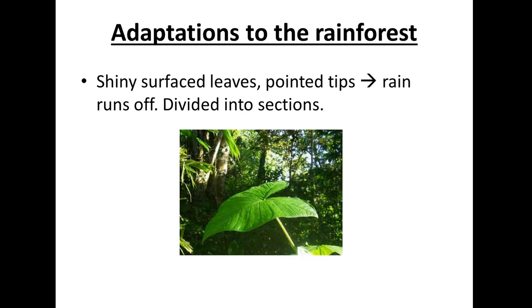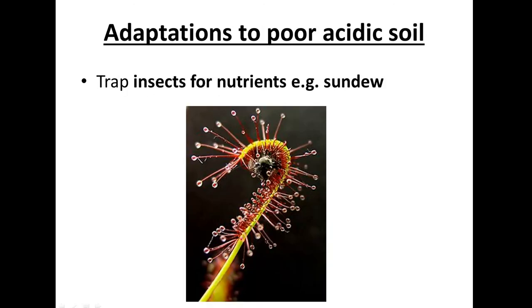So, adaptation in the rainforest. Obviously the rainforest has quite a lot of rain, so plants will need to get the rain off their leaves. They have pointed tips so that the rain just runs off, and their leaves are also divided into sections to help the rain to run off.